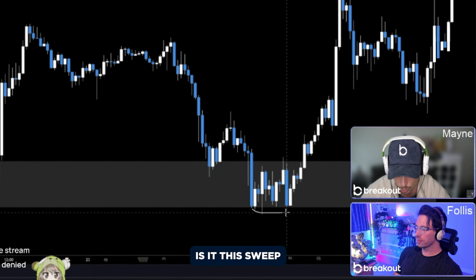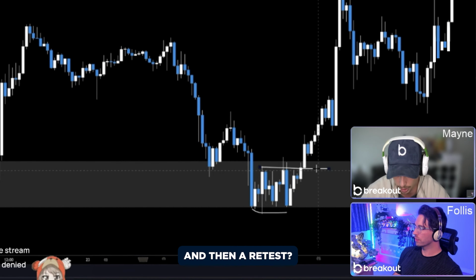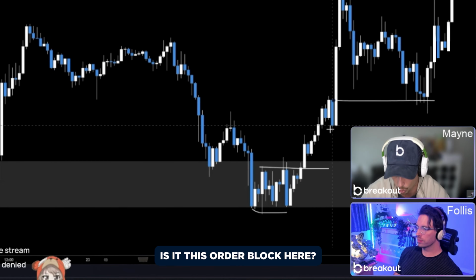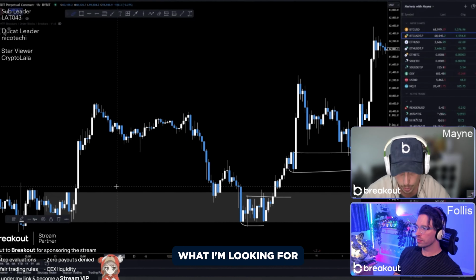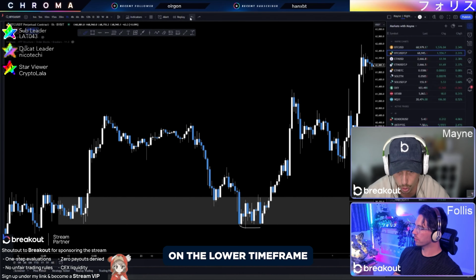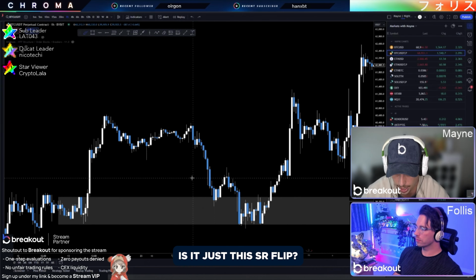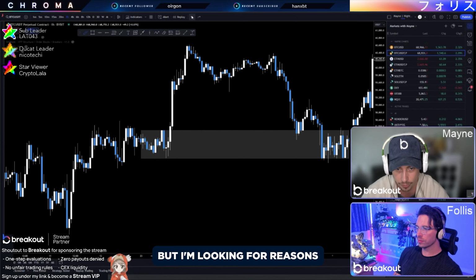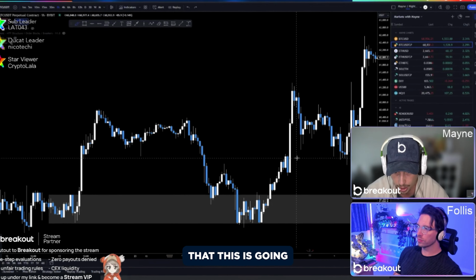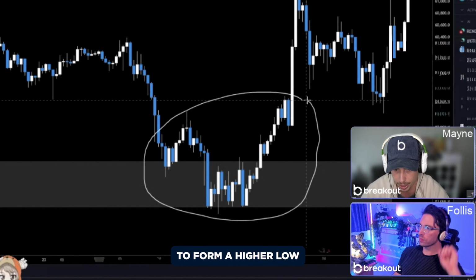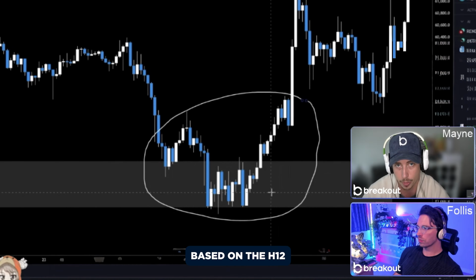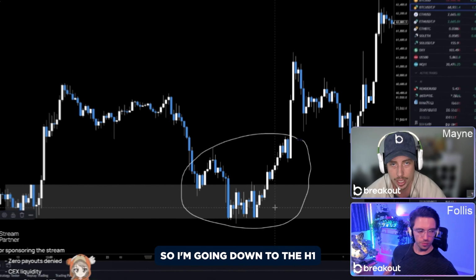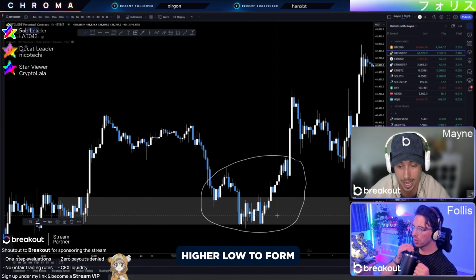Is it this sweep and then this break and then a retest? Is it this order block here? Effectively, what I'm looking for is just for a clue on the lower time frame. Is it just this SR flip? There's a bunch of them. There's not one answer here, guys. But I'm looking for reasons on the H1 that this is going to form a higher low, because I'm expecting a higher low based on the H12. So I'm going down to the H1 and I'm looking for that higher low to form.